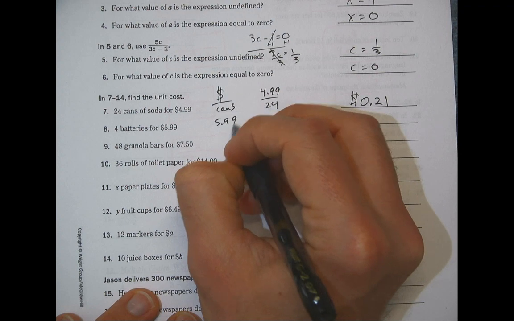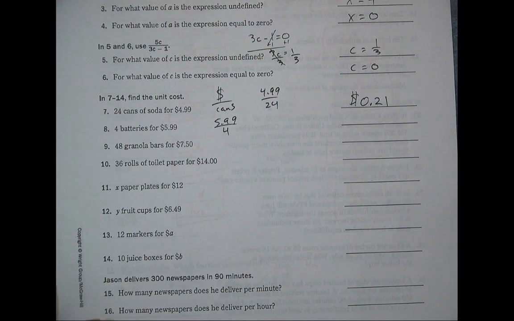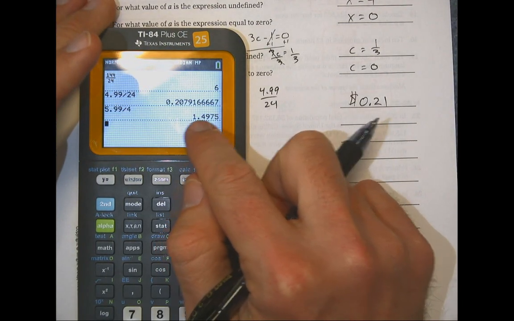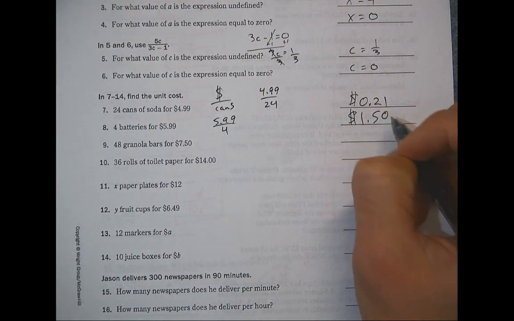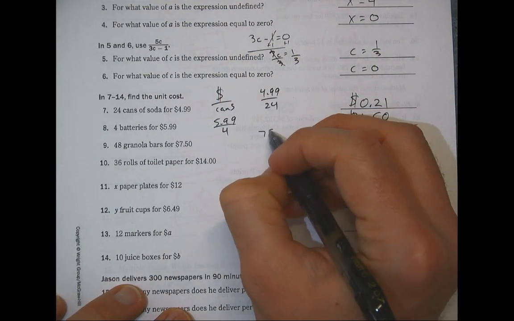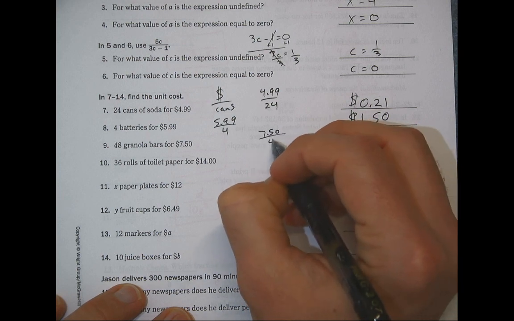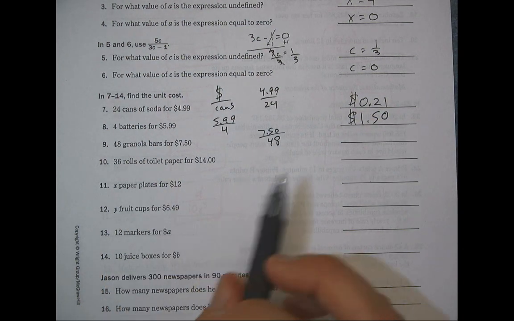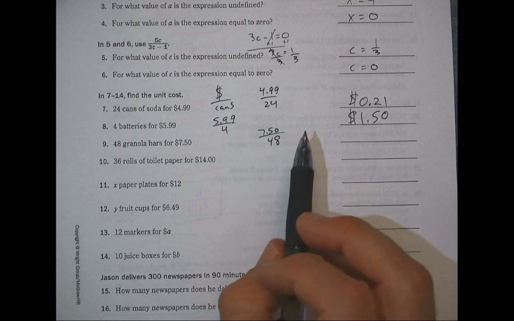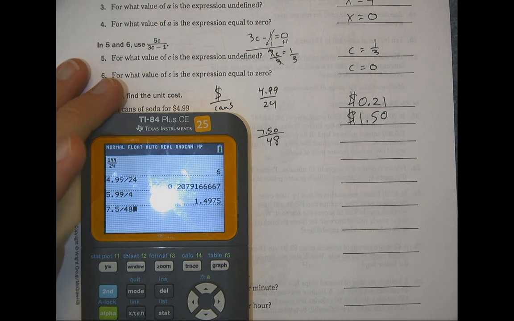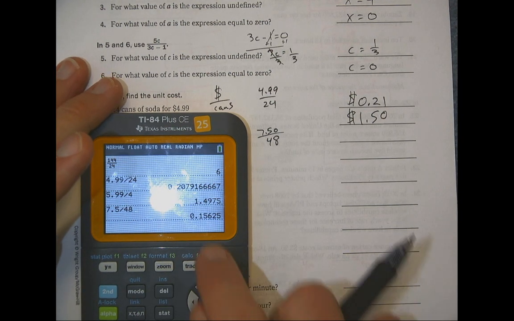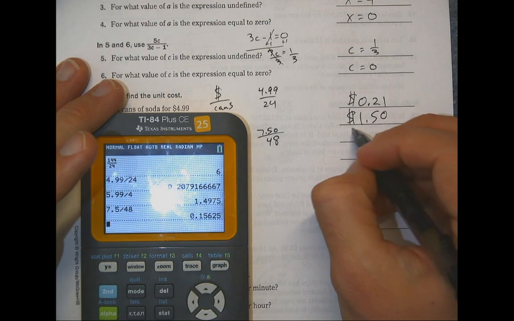Okay, money divided by whatever. So $5.99 divided by 4 looks like this. $1.49. The 7 rounds it up. It's $1.50. $7.50 here divided by 48. How much does one granola bar cost? Price per granola bar. Stack them up like that. So 750 divided by 48 comes out like this. 15 cents rounded up, 16.